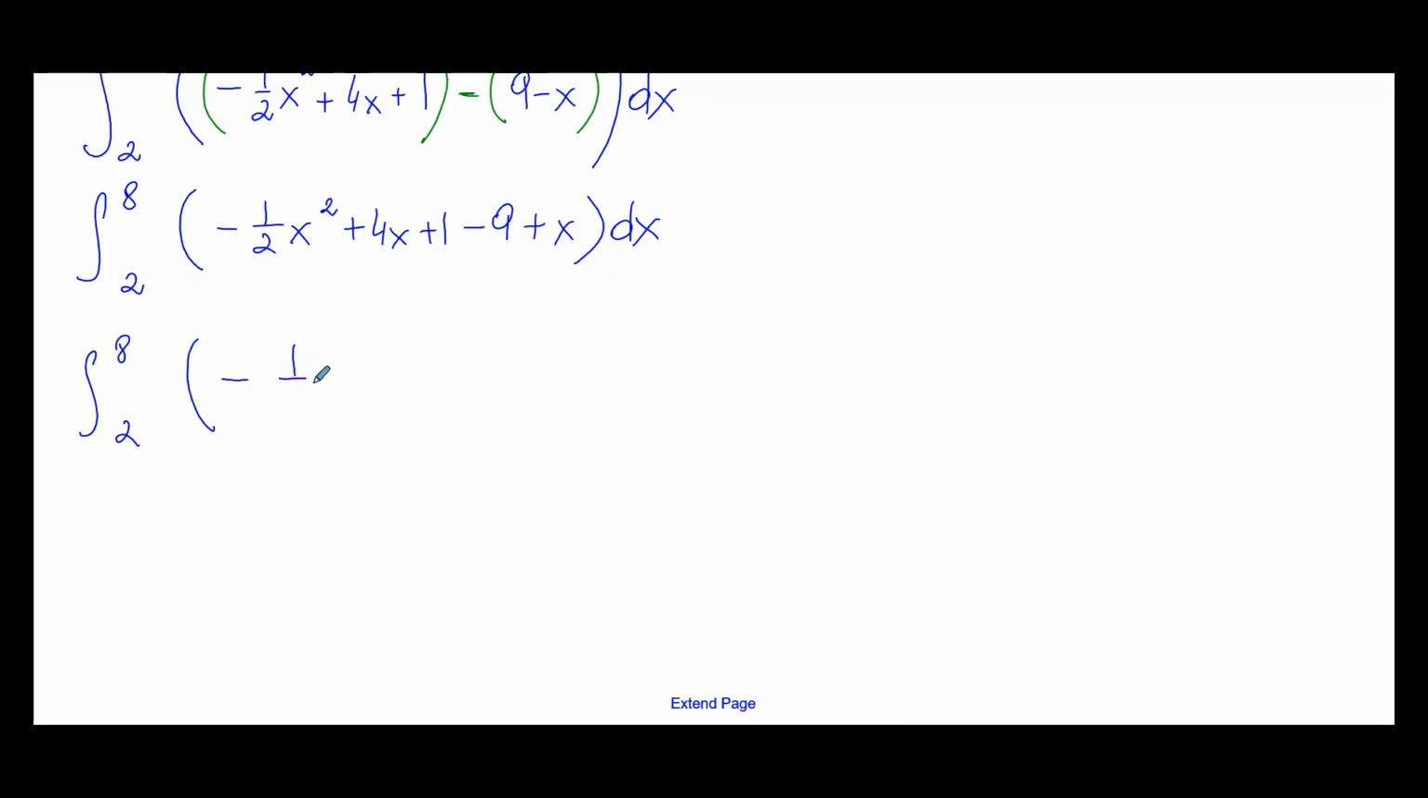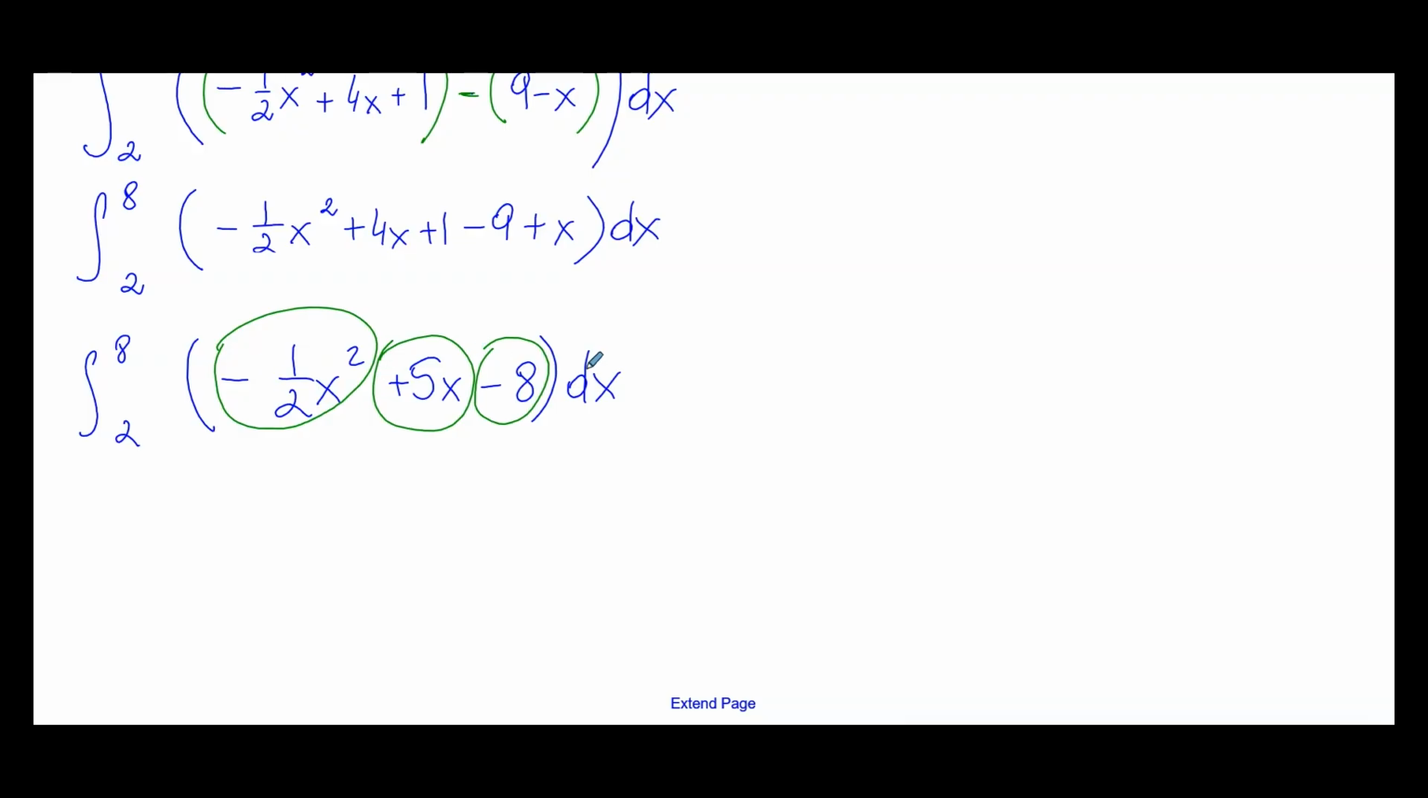So we can simplify that a little bit further. We have minus a half x to the power of 2. Then we have 4x plus x, therefore we have 5x together. And plus 1 minus 9, that's minus 8. So now that we have simplified our function, we are going to integrate, meaning apply the formulas. And how do we do that? Each element separately.